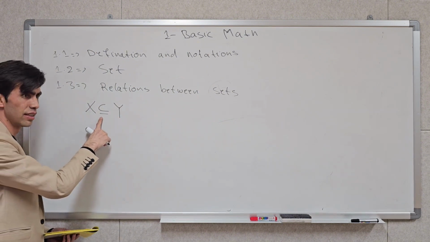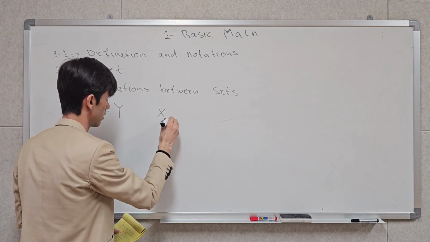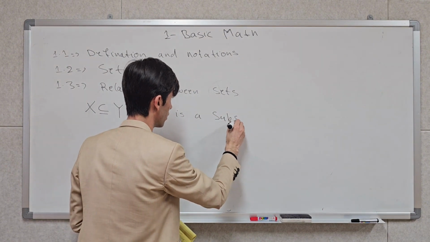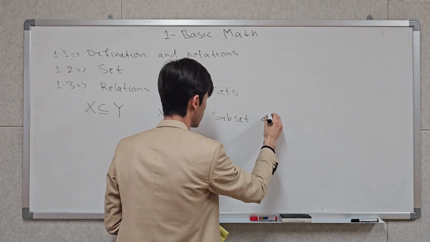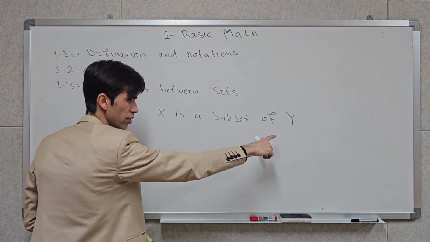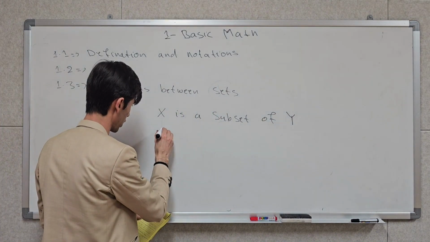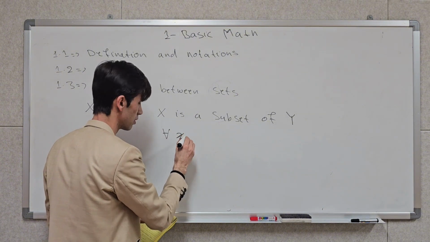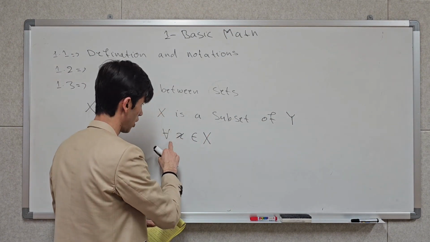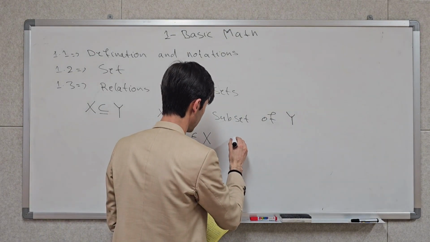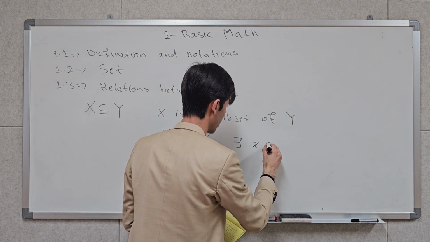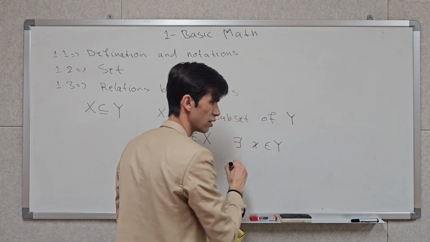Like when we write down this, what is this? X is a subset of Y. X is a subset of Y. In terms of notation, we can write down for any x in set X, there is an x in set Y.